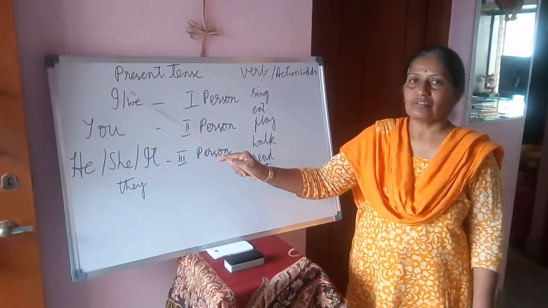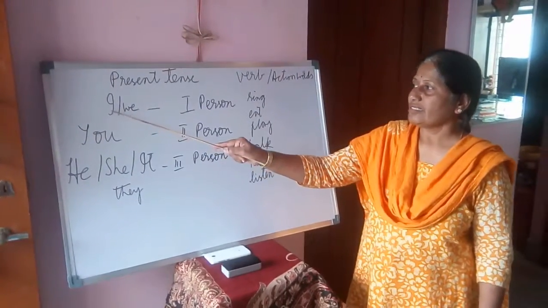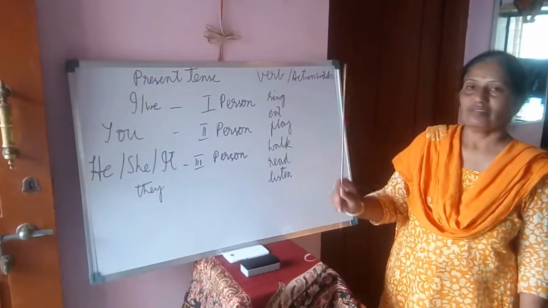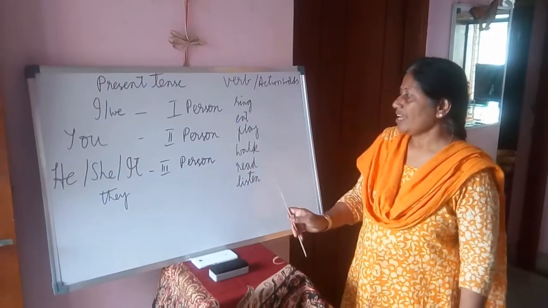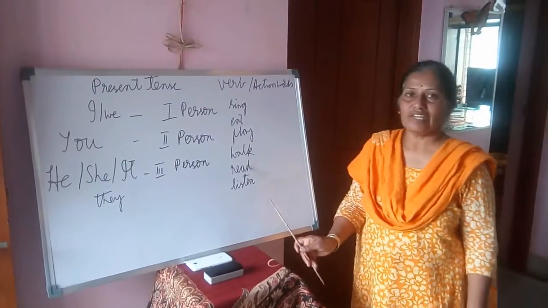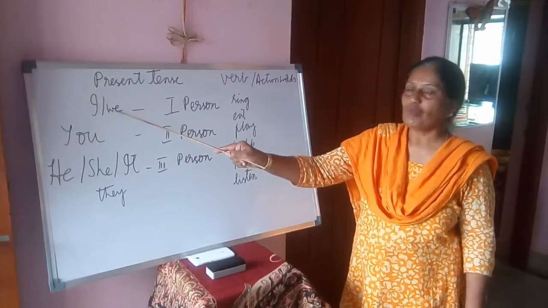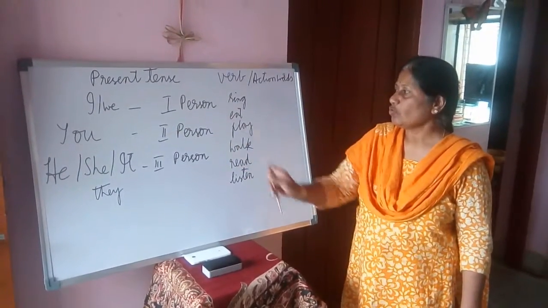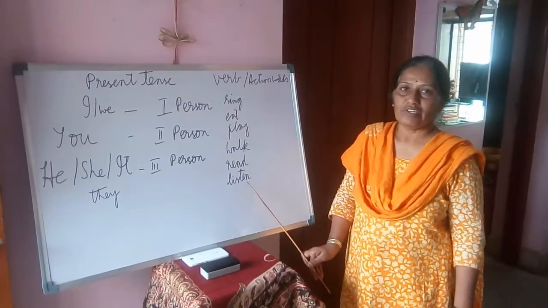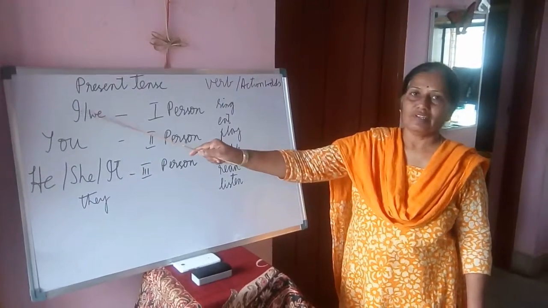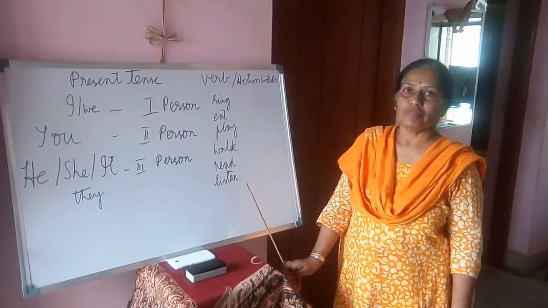For first person, how do I use the action word? Let me take the singular form. I sing a song. I eat, I play, I walk, I read, I listen. Now let me try that with plural form. We sing, we eat, we play, we walk, we read, we listen. There's no difference between singular and plural the way I use these verbs.